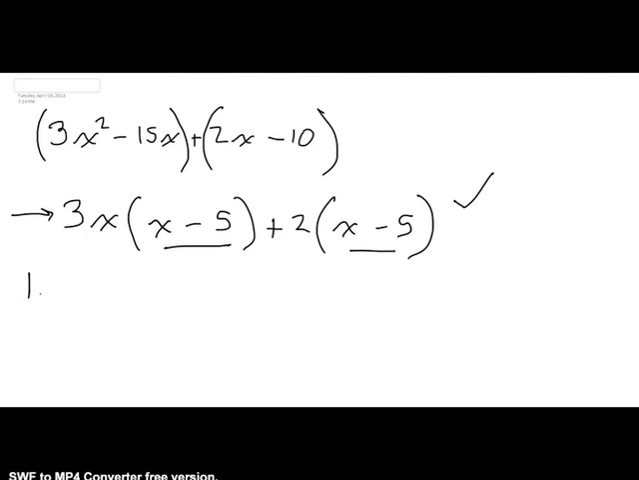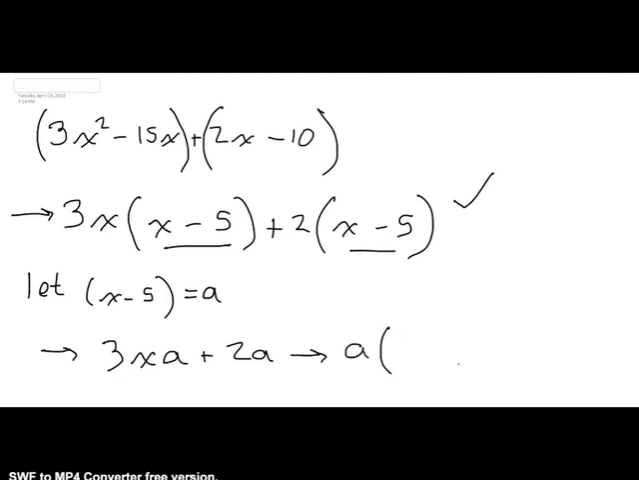So I'm going to use a trick here, and I'm going to say let the value of x minus 5 equal a. So I'm going to rewrite this statement, and wherever I see x minus 5, I'm going to replace it with a. So I'm going to have 3x times a plus 2 times a. Now think about this. Can this statement be factored? Well, you bet. They both have an a in common. So I can factor out an a, and I'll get 3x plus 2.